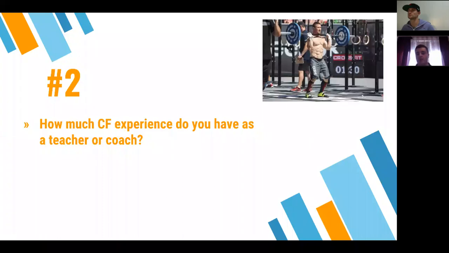So our second question is interlinked to that, really: how much CrossFit experience do you have as a teacher or a coach? Have you ever tried this in any of your PE lessons, or are you a coach outside of school and have used stuff like this before? Again, just help us shed a little bit of light on this.